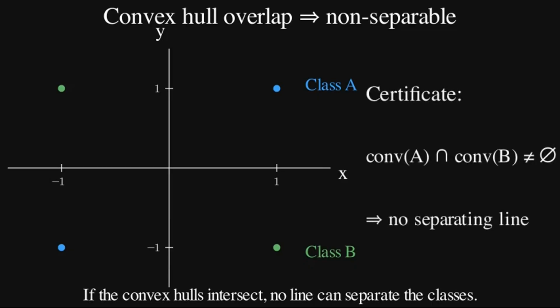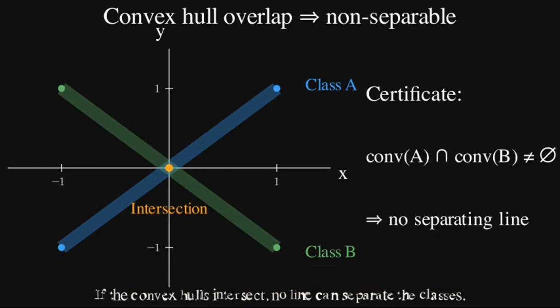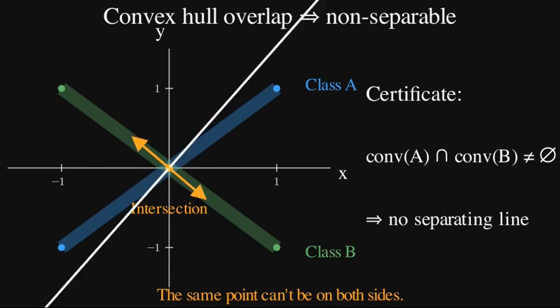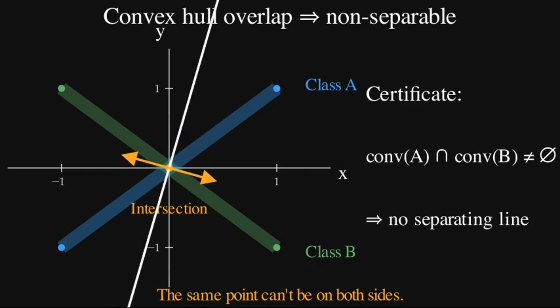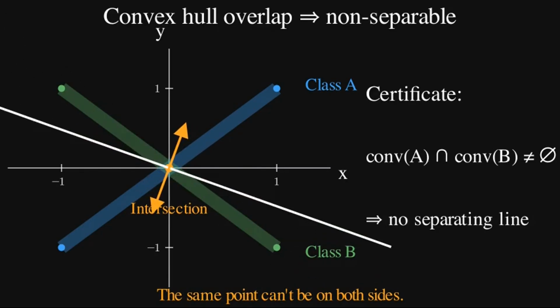Suppose one line separates the classes. Then the two A points must lie on the same side of the line because they share a label. But in XOR, the A points are opposite corners. Any line that puts one corner on a side will put the opposite corner on the other side for some direction. You cannot keep both diagonals consistent with one cut.